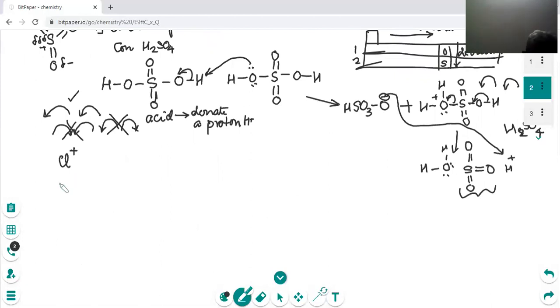CH3CO, acylium ion. How do you form acylium ion? Acylium ion is CH3CO plus. Now this plus charge you can put either on the carbon or on the oxygen. We'll see how we can do that. Now this CH3, you can write either CH3 or you can write RCO plus.